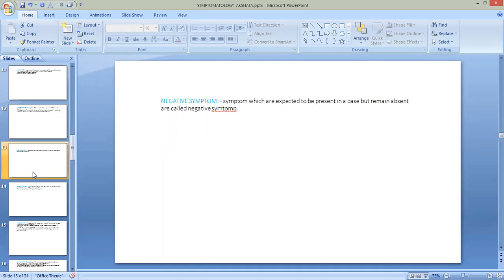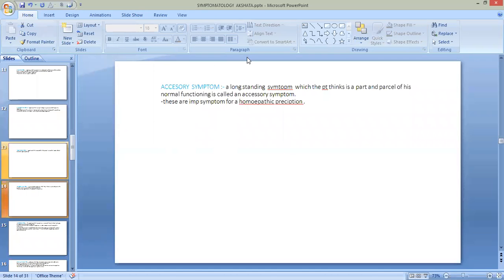Or if there is inflammation on any part of the body, and though there is inflammation, when we ask about the pain, the patient expresses that there is no pain. So in an inflammatory condition, if there is absence of pain, then it is also not expected, and this is also a negative symptom of that case.